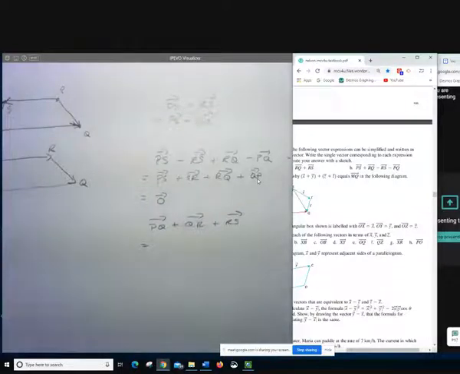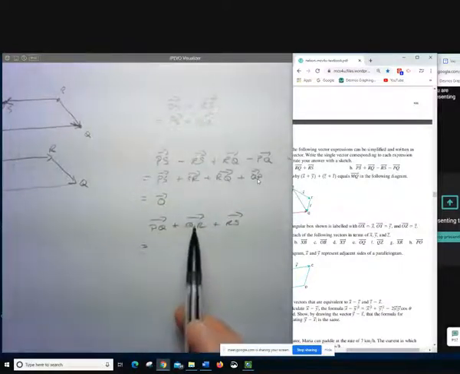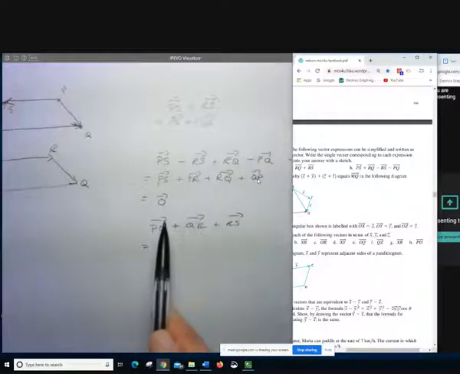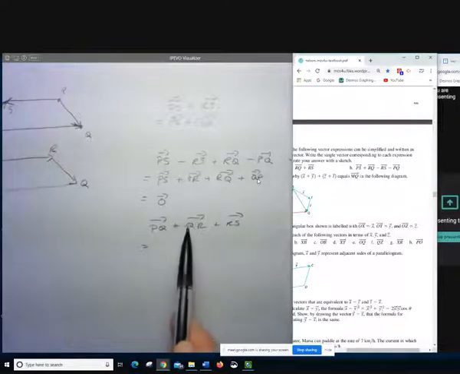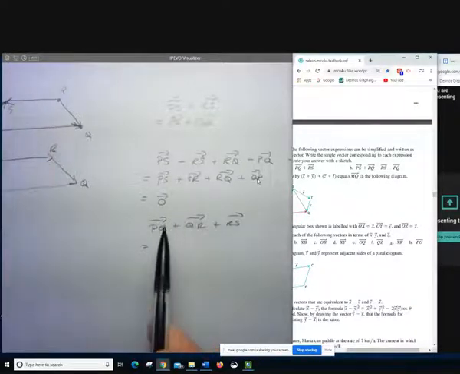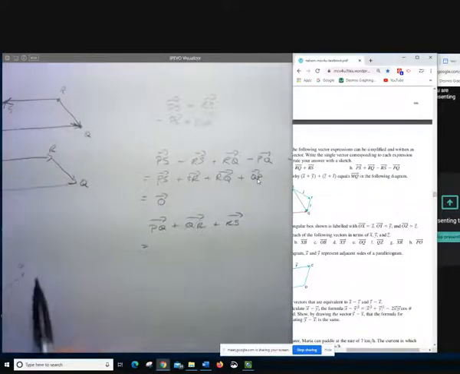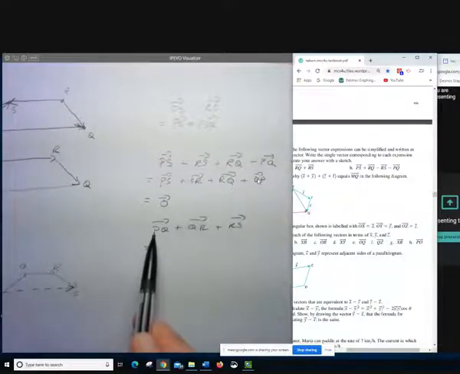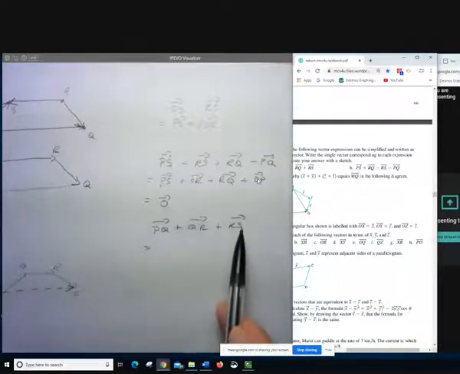There you go. It would be PS, because these are already set tip to tail. Q is the tip of this vector, and Q is also the tail of the next vector. So I'm going from P to Q, then adding Q to R, and then R to S. So what's my resultant vector? PS, from the tail of the first to the tip of the last.